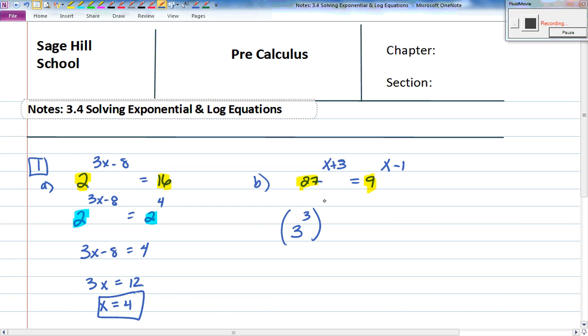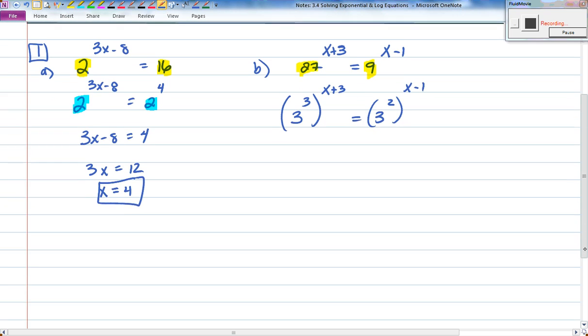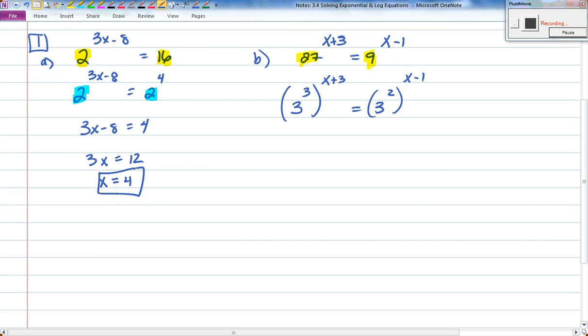3 to the 3rd to the x plus 3 equals 3 squared to the x minus 1. Yeah, now we're going to have to distribute this. So make sure that when you raise a power to a power, you need to multiply them together, but you need to distribute out your 3 and your 2. So you'll have this. 3 to the 3x plus 9 equals 3 to the 2x minus 2.